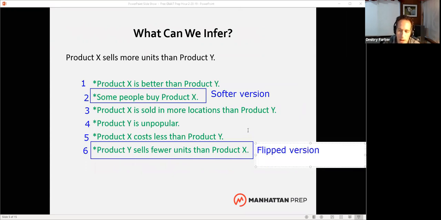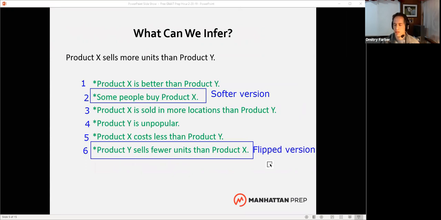And these are things that we can regularly infer, just like we saw earlier, right? If I say this is more than that, this other thing is less, right? So if X is more, then Y is less. So these are common things to see. There's a softened version and there's the flipped version.